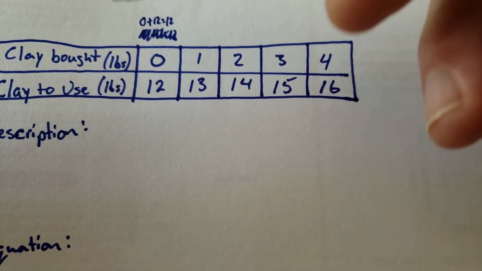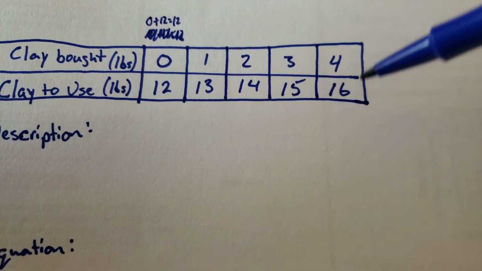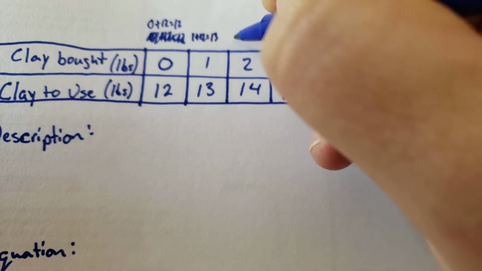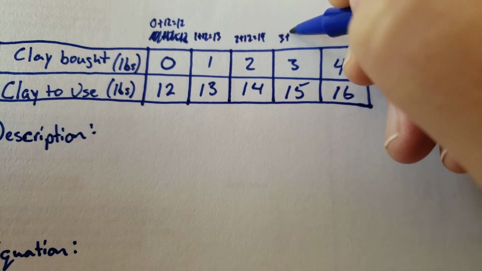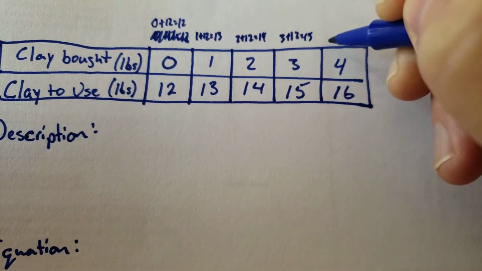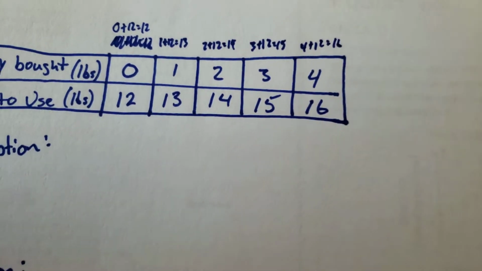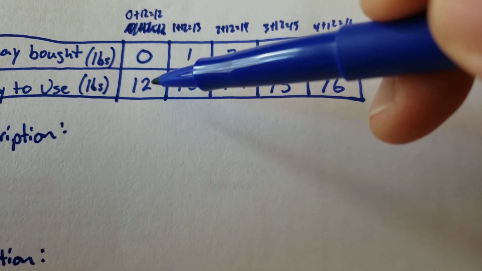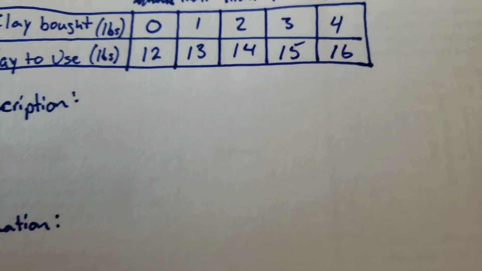Now, if that's really the relationship between x and y, it should work for every single pair on the table. So I check. Does 1 plus 12 make 13? Yep. 2 plus 12 make 14? Yep. 3 plus 12 make 15? Yes. 4 plus 12 makes 16. Yes. So I found my relationship. The relationship is that the y numbers are made by taking the x numbers and adding 12 to them. So that's how I'd write my description.